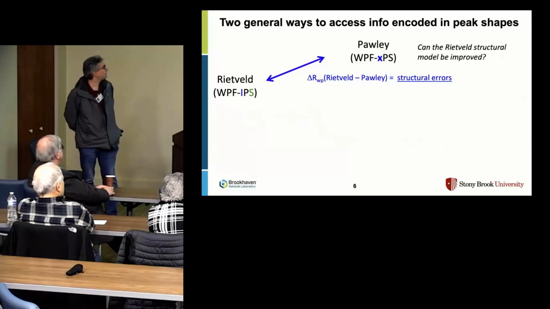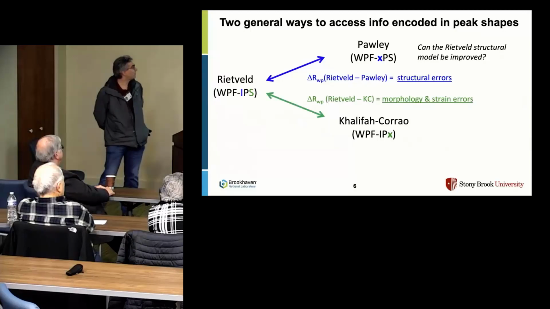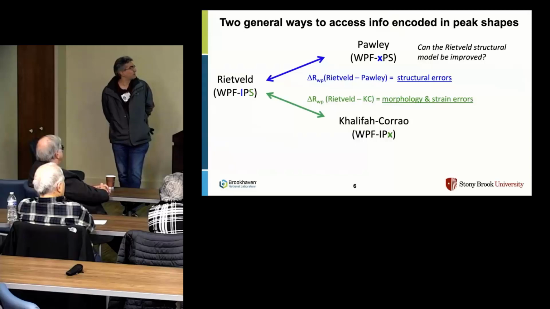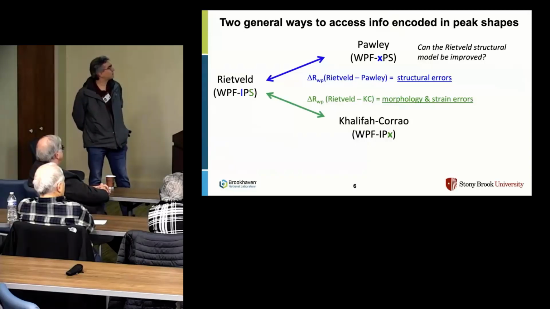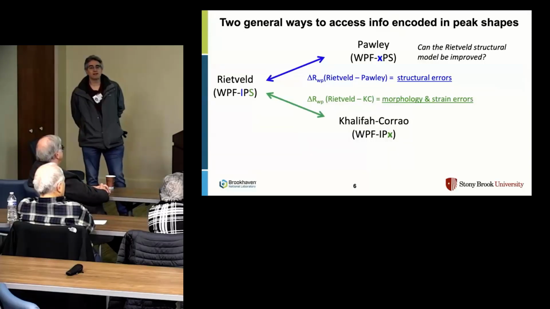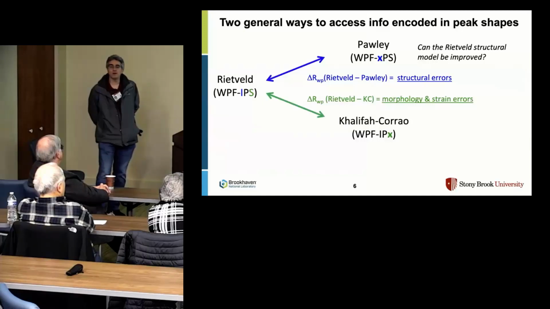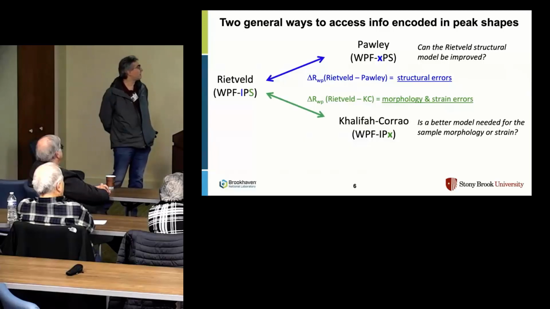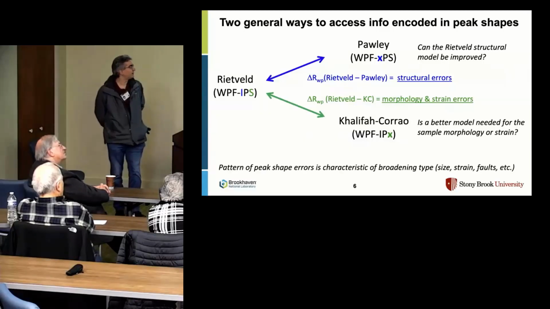Well, we can do the same thing with shape now. If we take our new IPX approach that my student Adam Correa and I put together, you can ask the same question about morphology and strain errors, which have been a lot less accessible, right? Most of the time, we don't know if our model for size broadening or strain broadening or faulting is correct. And this IPX allows us to see what the magnitude of the error is.